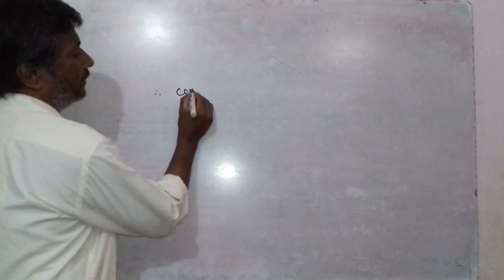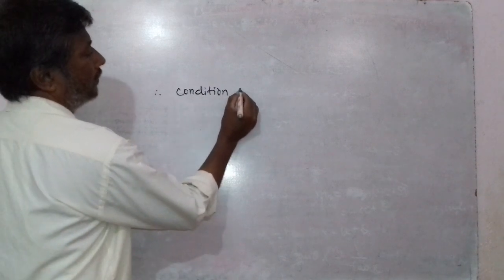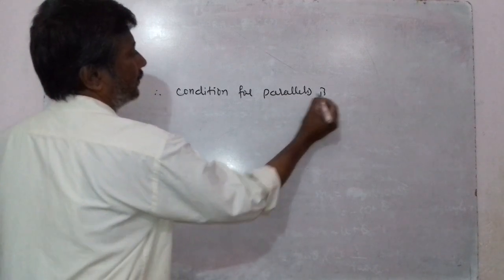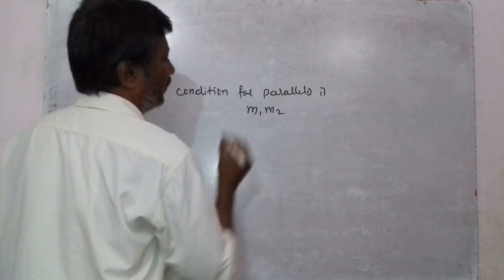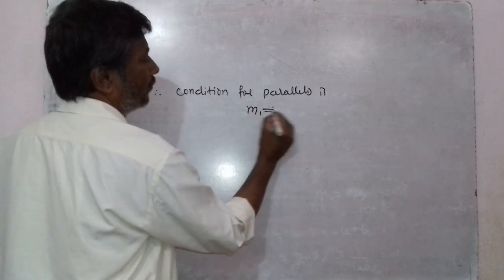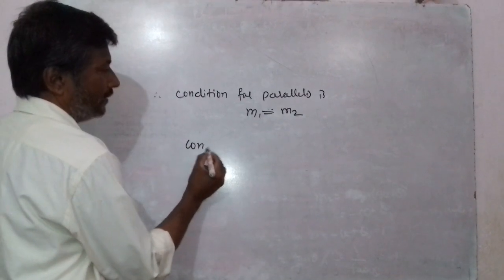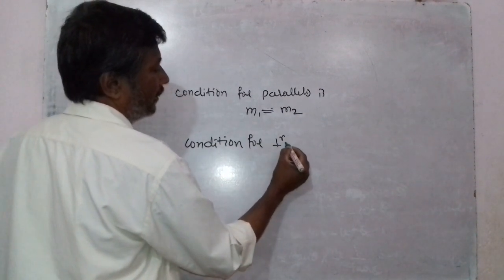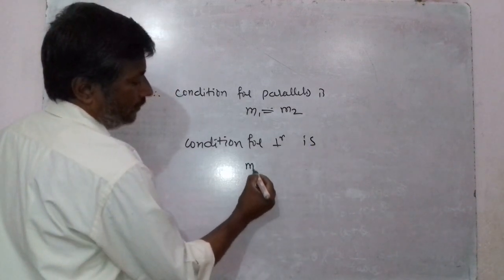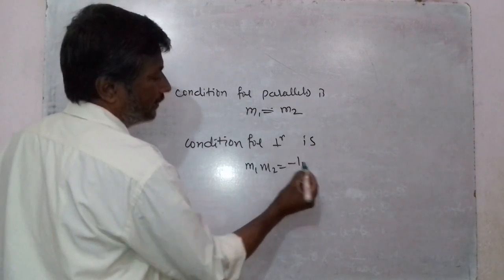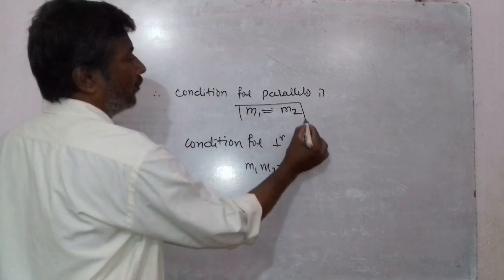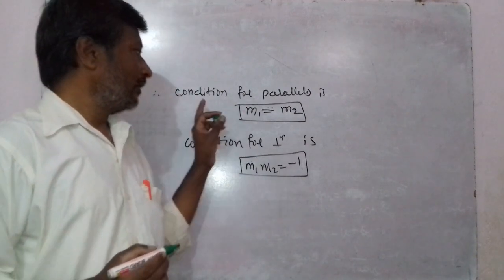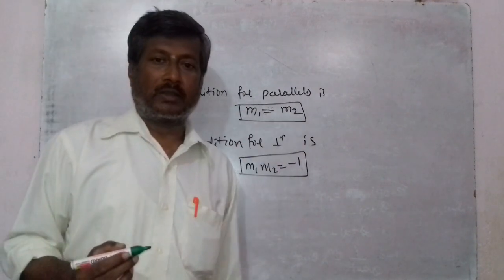Therefore, the condition for parallelism is m1 equal to m2. The condition for perpendicularity is m1 m2 equal to minus 1.